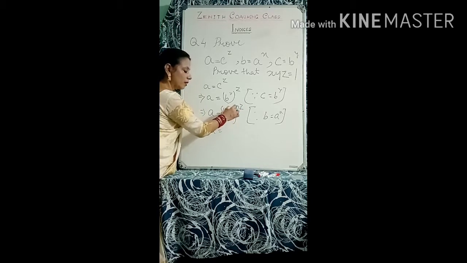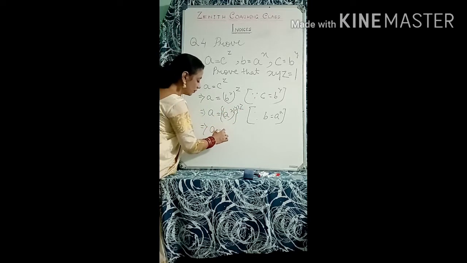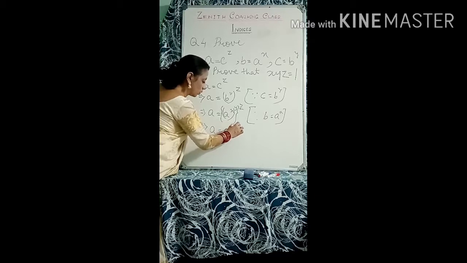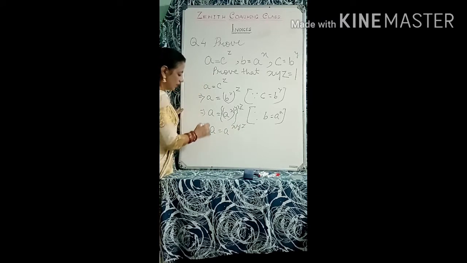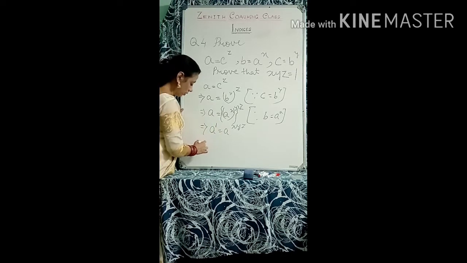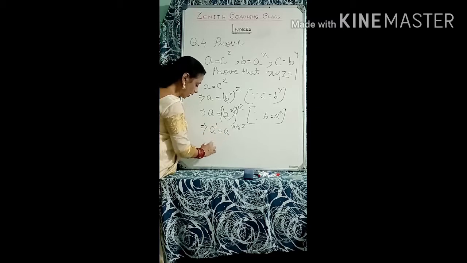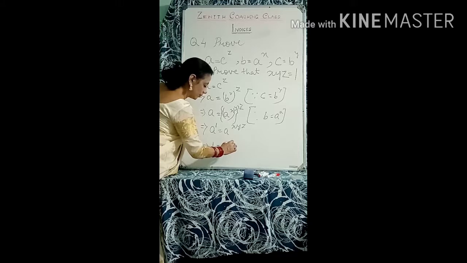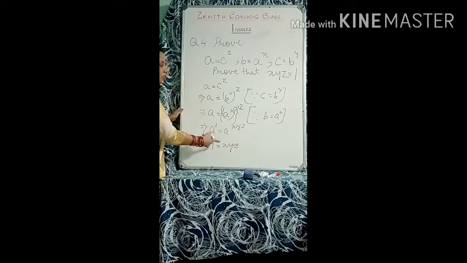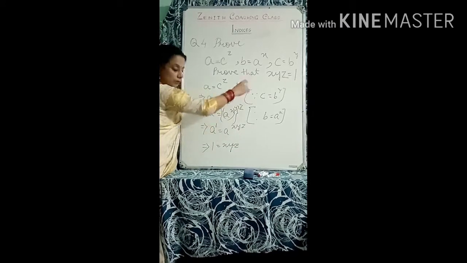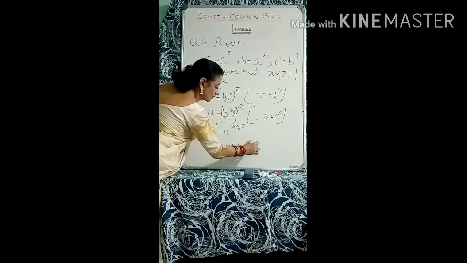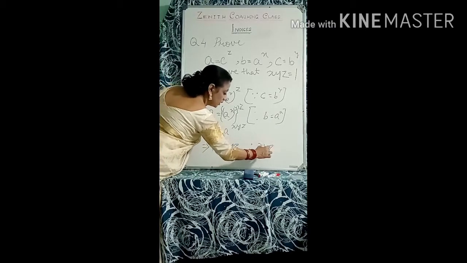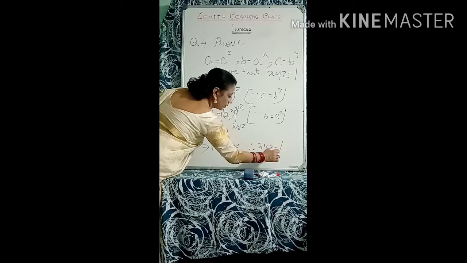The power inside the bracket and the power outside the bracket are multiplied, so A to the power XYZ. Here you don't write A, you write A to the power 1. Now the base is the same there, so cancel the base. 1 equals XYZ. So you can write XYZ equals 1. That is proved. You have to write XYZ equals 1, that is proved.